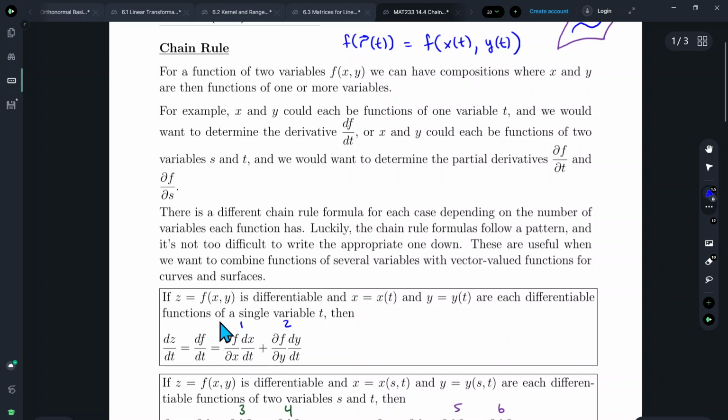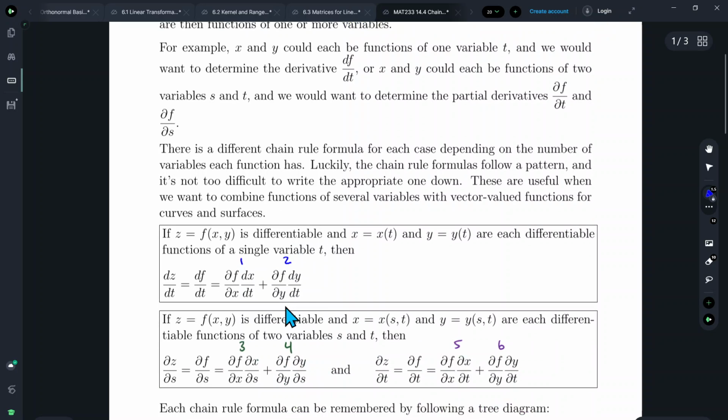But then once you differentiate with respect to x, x is in turn a function of t, so you can also differentiate x with respect to t. That gives you the first term. Similarly, you have the partial with respect to y, and then you take the derivative of y with respect to t, and that gives you the second term here. Both of them end up being with respect to t, so you can add them together to calculate df dt. So we get the chain rule formula here.